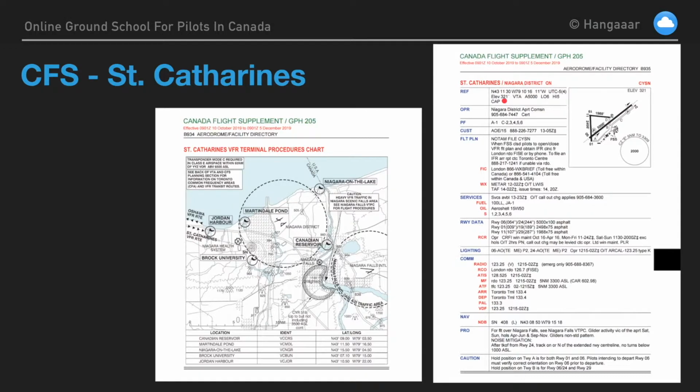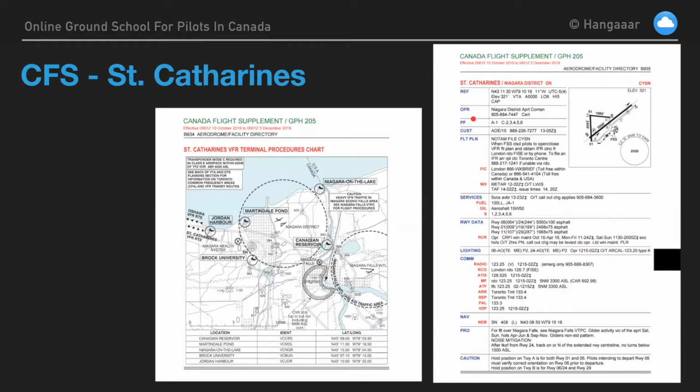Elevation 321 feet, which they also told you over here. Most people find this one and they can't find, and they never look for the other one. All of this stuff, VTA, Air 5000, low 8, high 5, and CAP, those are all of the map or chart publications where this airport appears. And then the other thing you have here is the airport identifier, which is CYSN.